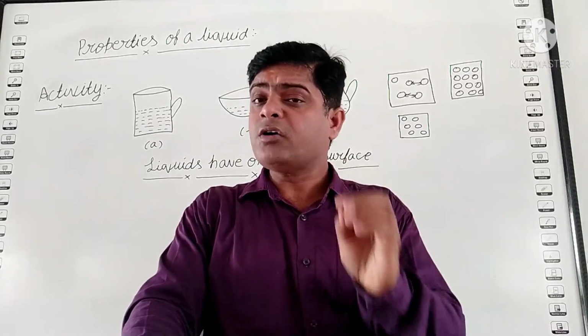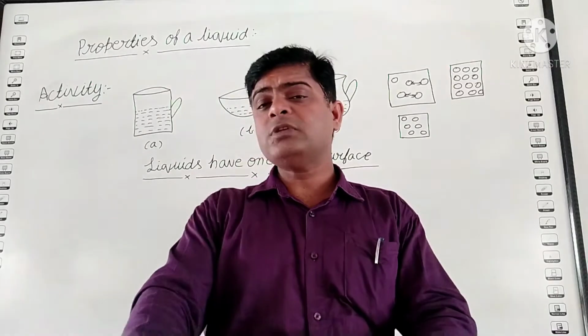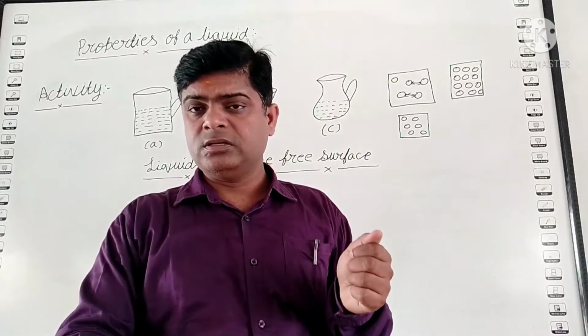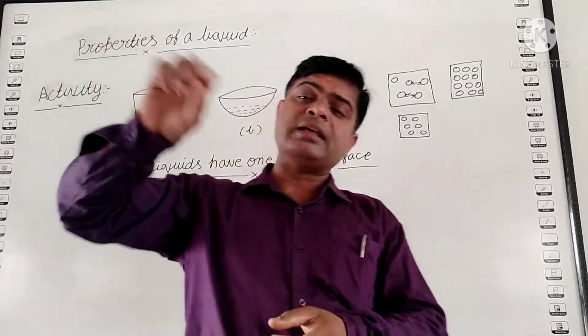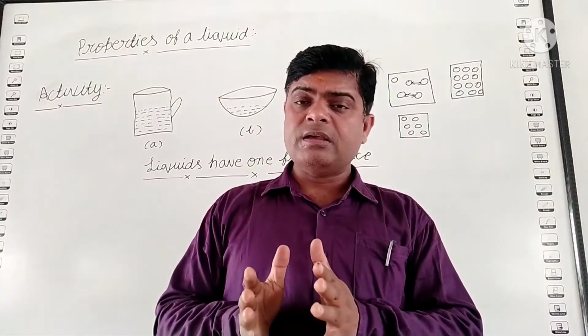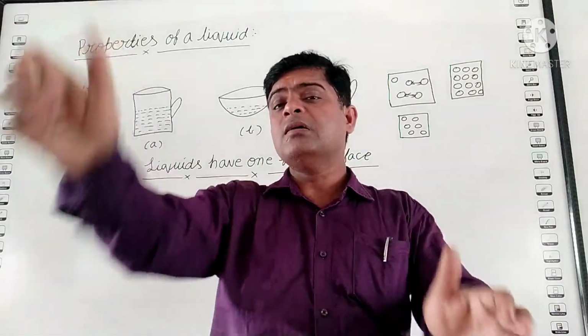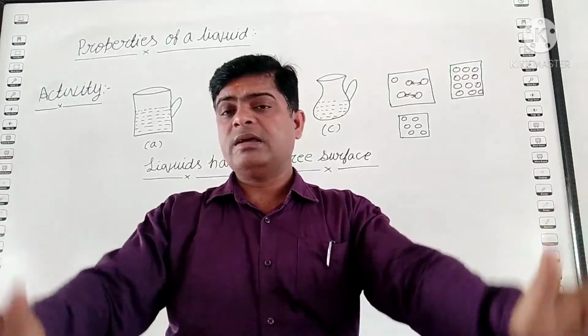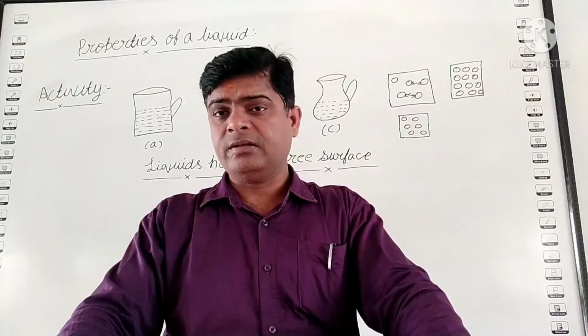Liquids have no fixed shape but the volume is fixed. Suppose you take 1 liter of water, its volume is fixed at 1 liter. But if you fill it in a glass, it becomes the glass shape. If you fill it in a plate, it becomes plate shape. If you throw it on the floor, any other shape. Okay? It means their shape is different.